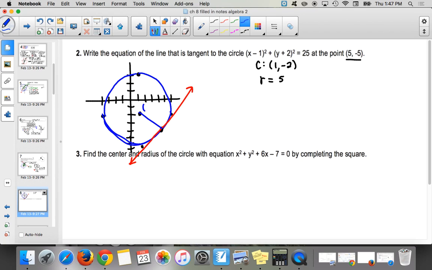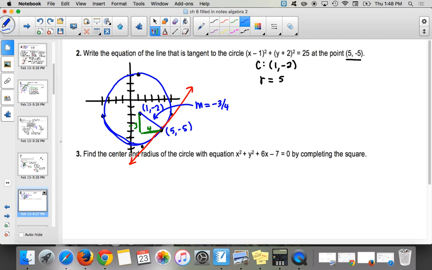So this was at the point 1, -2, and I'm moving to the point 5, -5. So when I talk about how much I'm going down and over, I'm going down 3, over 4, right? So the slope of this blue line is -3 over 4. You can see how I got that? I went from a height of -2 to a height of -5, so I went down 3. And I went from 1 to 5, so I went over 4. Yeah?